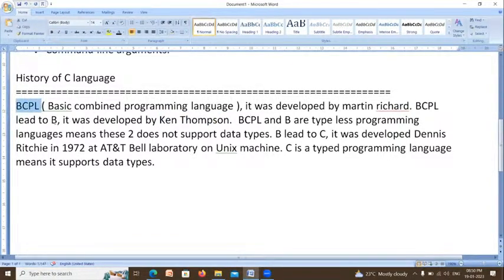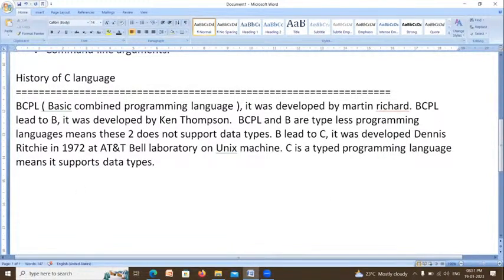Actually, I explained BCPL and B. These two are called typeless programming languages. The meaning of typeless is that it doesn't support data types. From language B, a new programming language was developed, that is called C. C was developed by Dennis Ritchie. He is the developer. C was developed in the year 1972 at AT&T Bell Laboratory on a Unix computer, on a Unix machine. Actually, C is a typed programming language, means it supports data types. Clear?